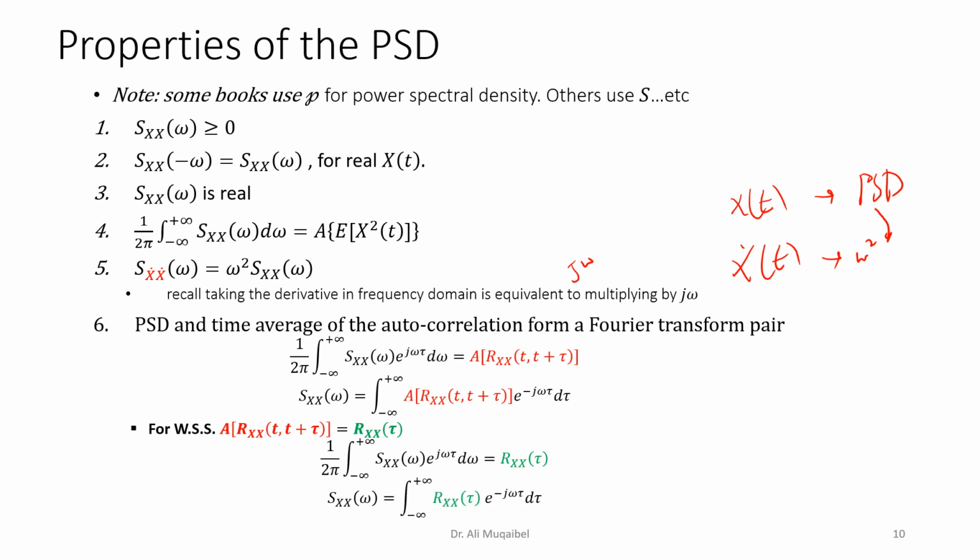These are a list of properties, and usually you have to be careful about number one. For a valid PSD, it has to be positive, it has to be even, and it has to be real. Otherwise, it's not a valid PSD.